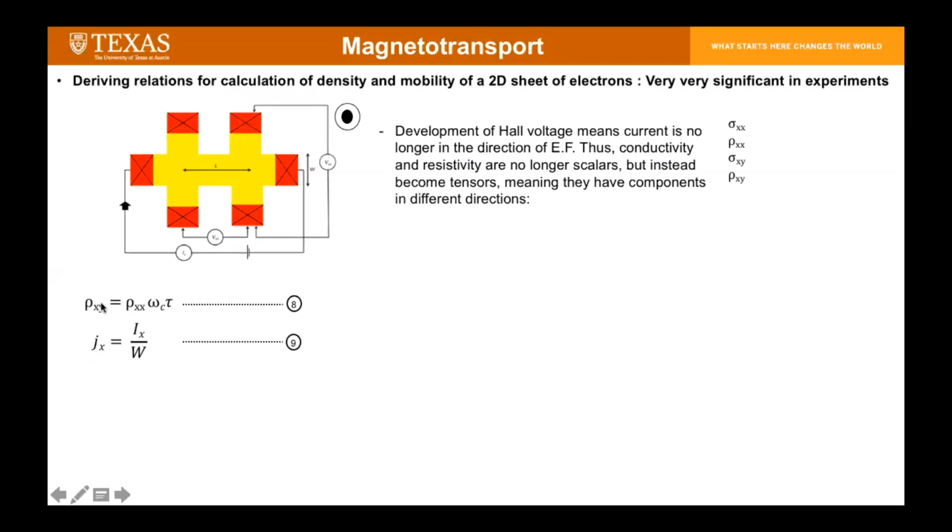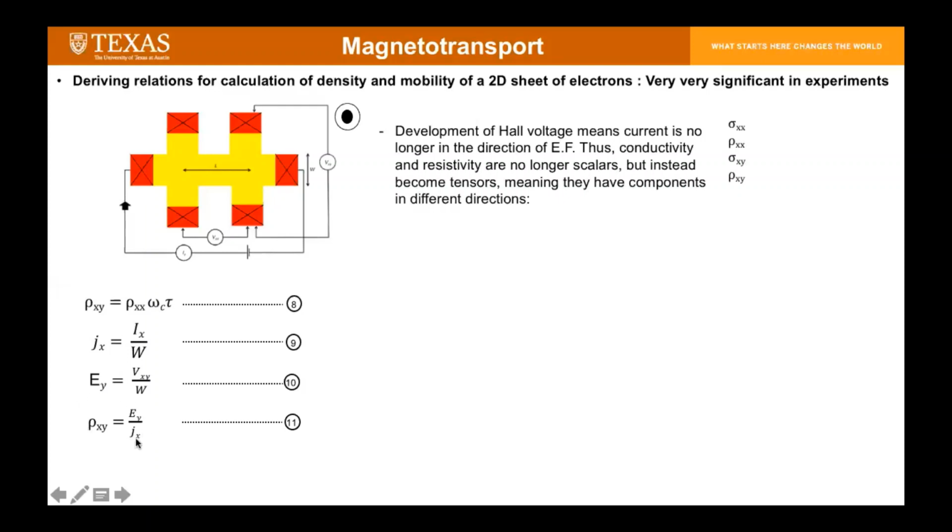If you look at the current density in the x direction, that's given by the current flowing in the x direction and the width of the Hall bar. This is just by definition of current density, which is current per unit width. And then we also find the electric field because of the Hall effect. This is the electric field in the y direction, which will be given by the voltage developed in the y direction divided by the width, right? And using these two expressions, we can find the resistivity in the transverse direction.